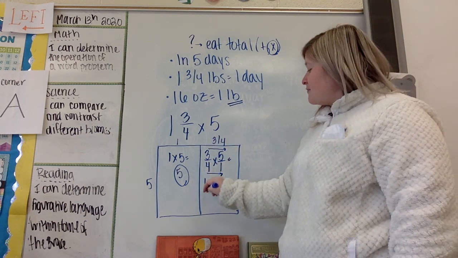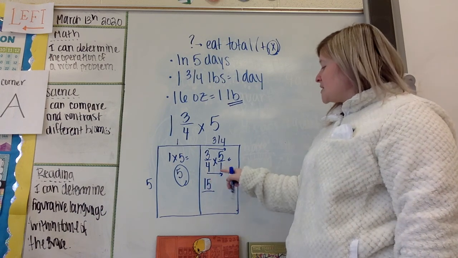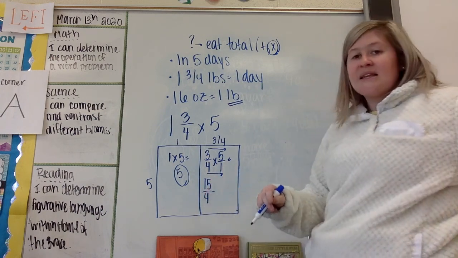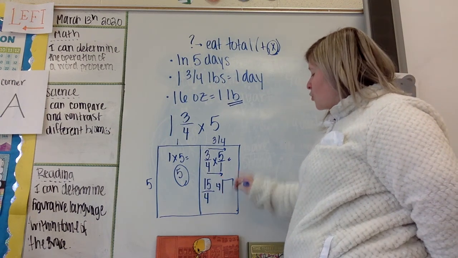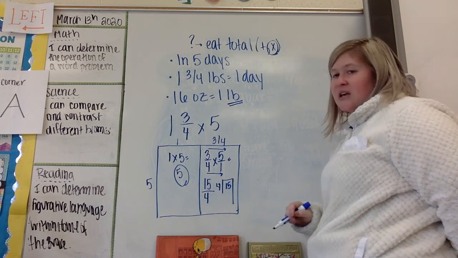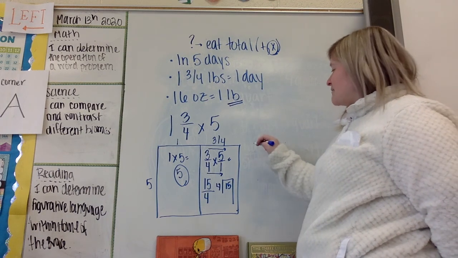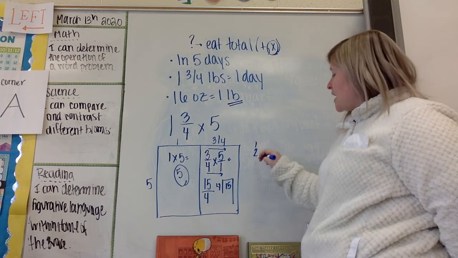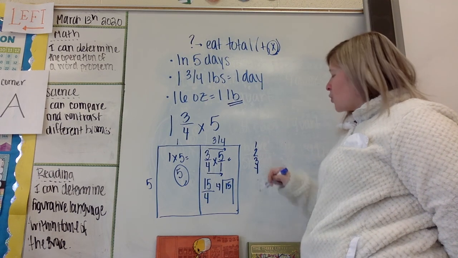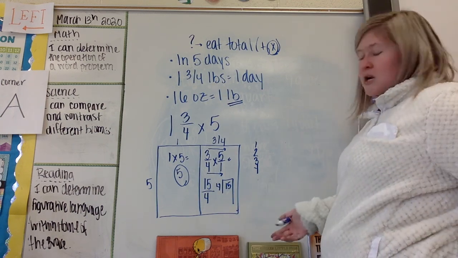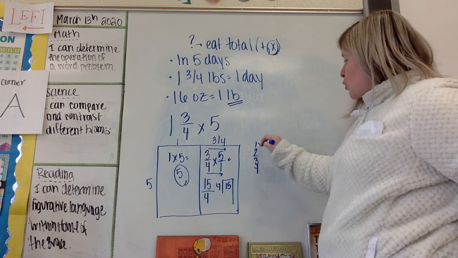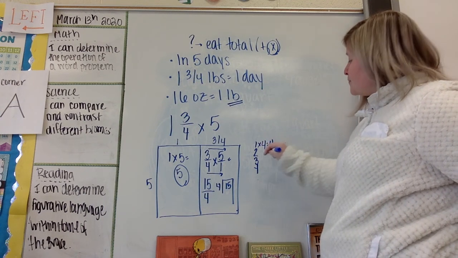3 times 5 is 15. 4 times 1 is 4. Now this is an improper fraction, so I need to divide it. 4 on the outside, 15 on the inside. If I needed some easy facts, I can do 1, 2. I'm going to go ahead and do 3/4. 15 is pretty small, and I know 10 times 4 is 40, and that's much too big. So 1 times 4 is 4.